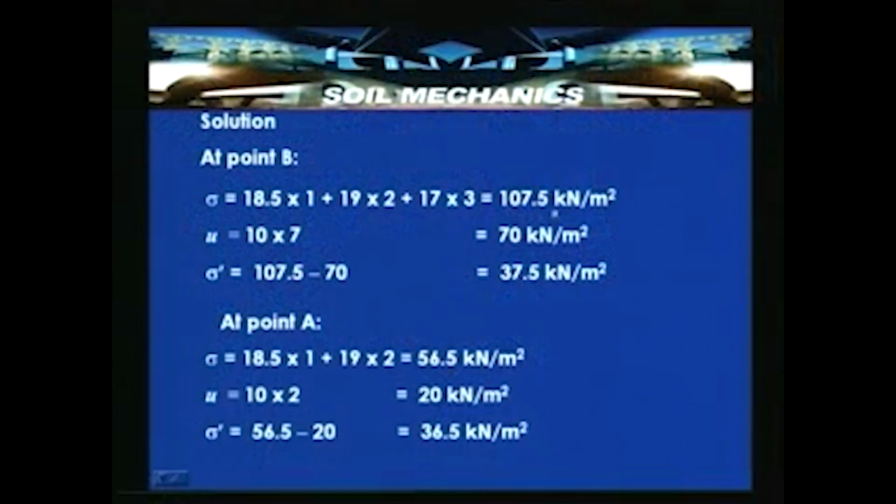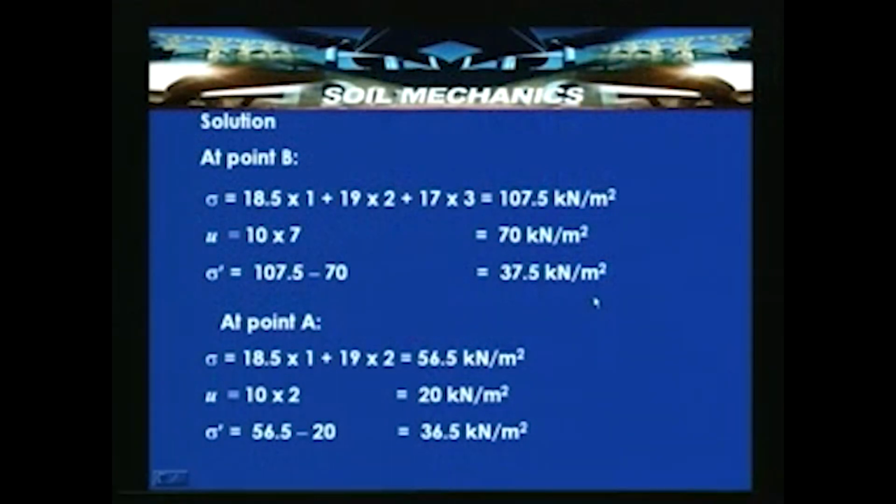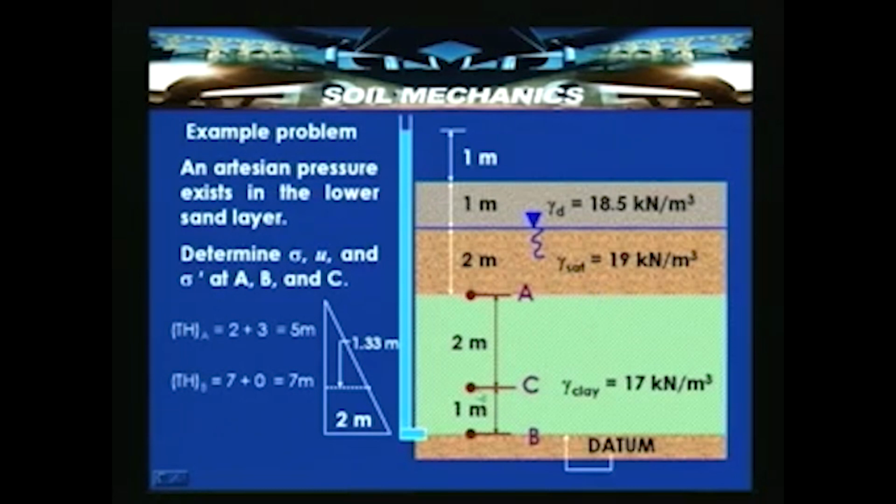From the discussion we had so far, at point B total stress is equal to 18.5 into 1 plus 19 into 2 plus 17 into 3, which yields around 107.5 kN per meter square. The pore water pressure is around 10 into 7, that is 70 kN per meter square. Effective stress is nothing but the total stress minus pore water pressure, so that is around 37.5 kN per meter square. That means we have determined the total stress, the pore water pressure and the effective stress at point B.